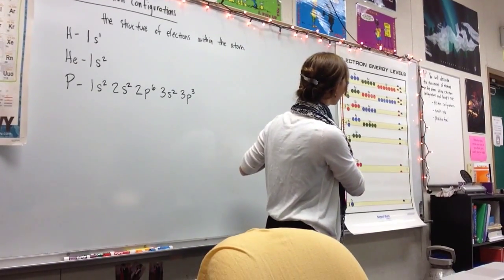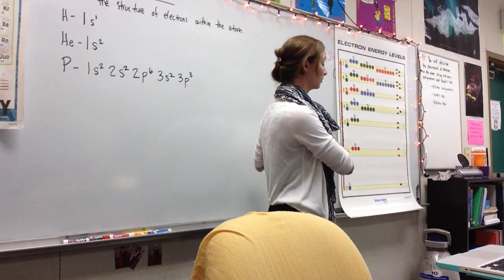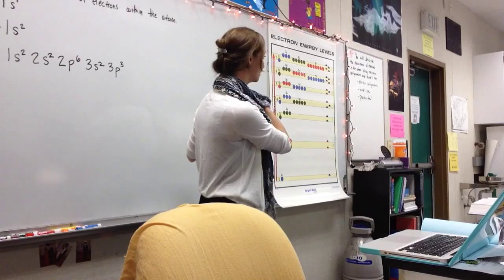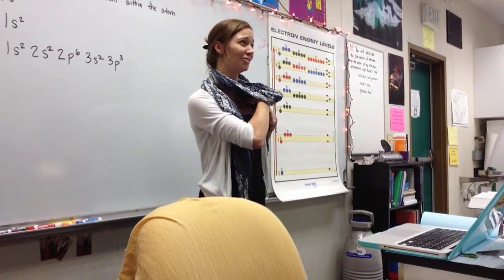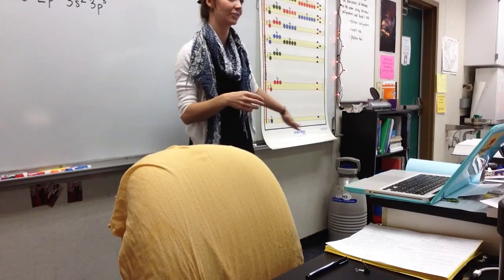Okay, guys, remember how in Bohr's model of the atom, every shell had its own specific energy level, which he got right, but there are actually different energies contained in each energy level, and this is a chart that describes the different energies.